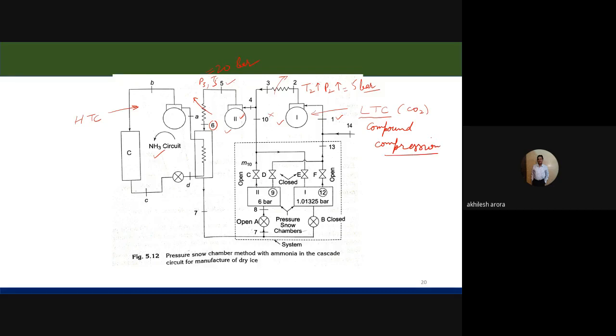Then at point number 6, what do we have? We have the CO2 refrigerant at high pressure, a pressure of 20 bar, and the temperature is also high, a little bit above the atmospheric temperature, and it is a gas. At point number 6, it's a gas, not liquid or vapor. Now to reject its heat, we have a cascade condenser here.